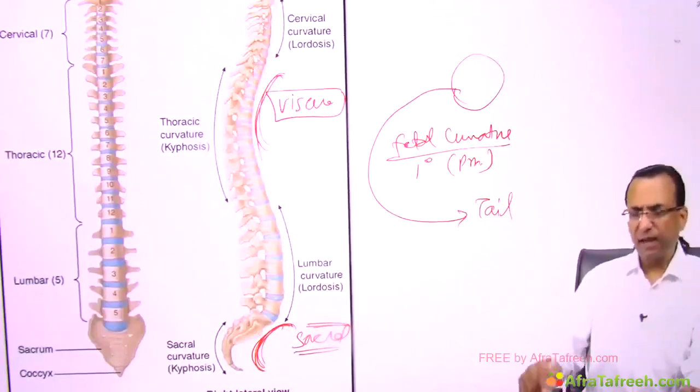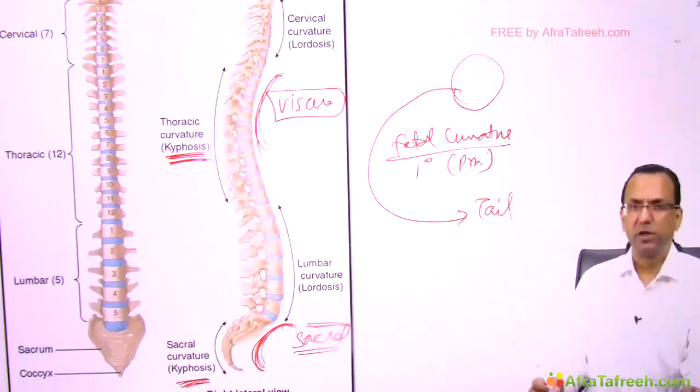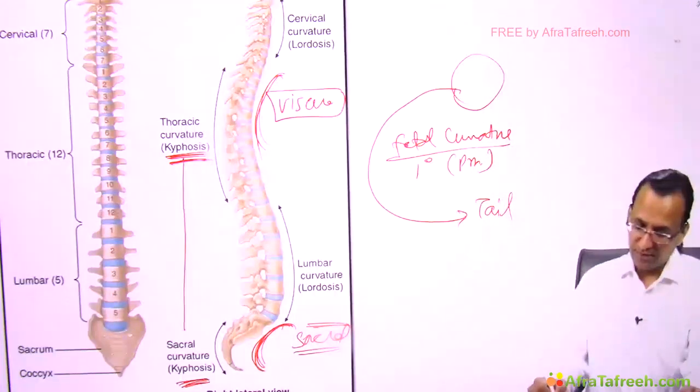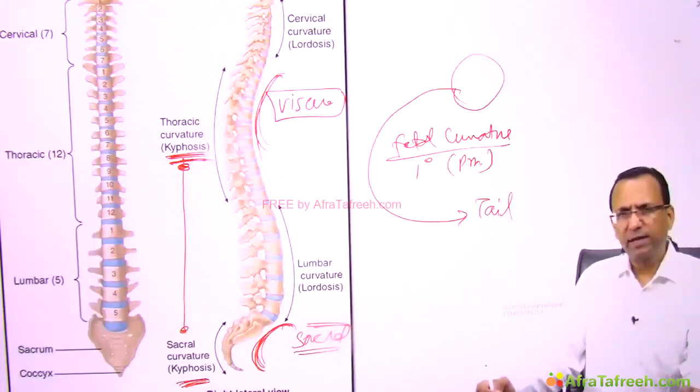Convex posteriorly means kyphosis. There is a thoracic kyphosis and there is a sacral kyphosis. This is normal. So normally we have 2 kyphosis, primary curvatures, since birth we have. So these are fetal curvatures. Then what happens after birth? You get secondary curvatures. Why do I get that?